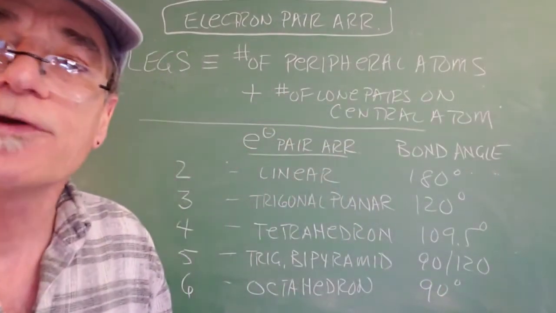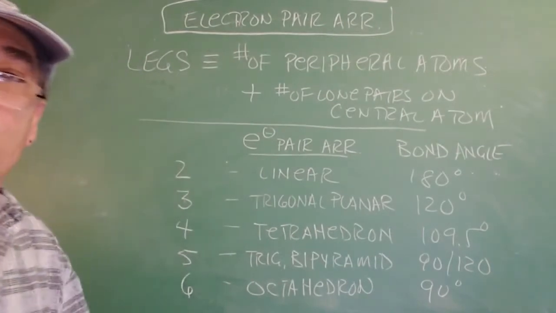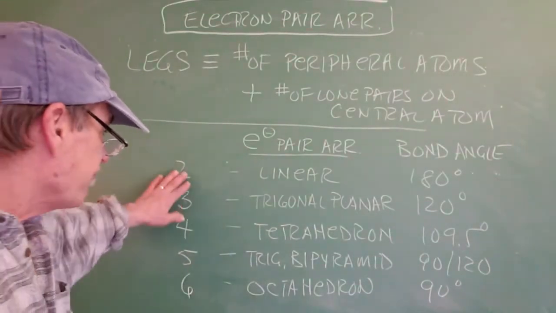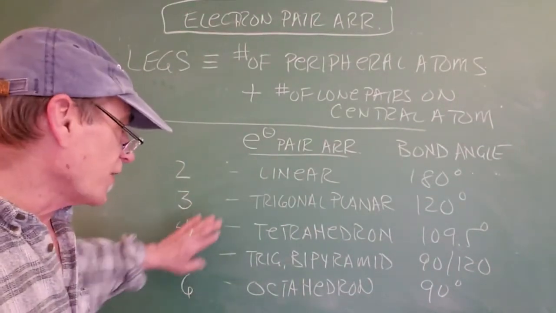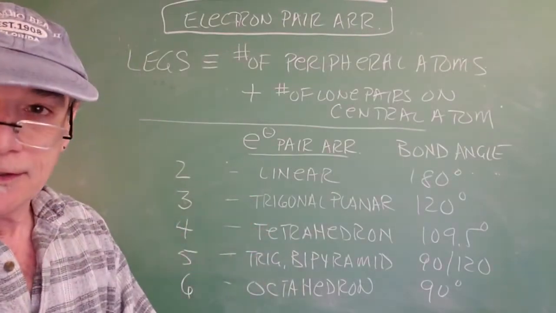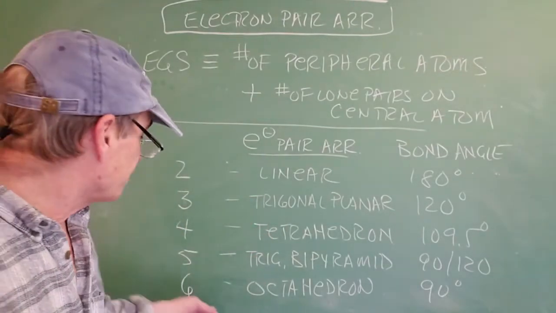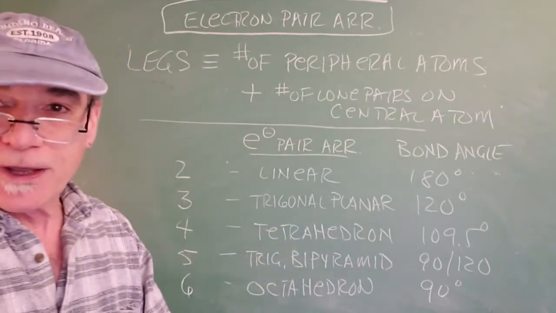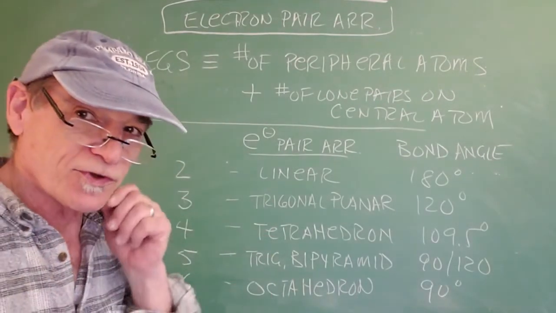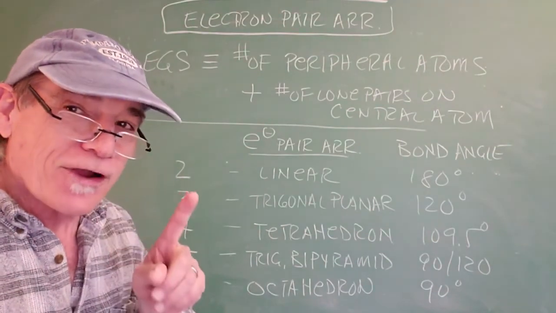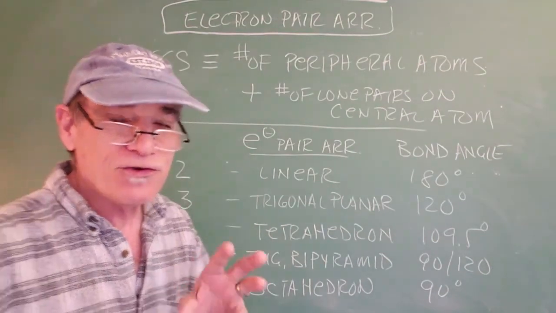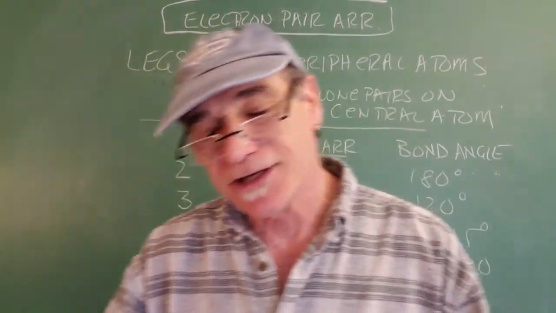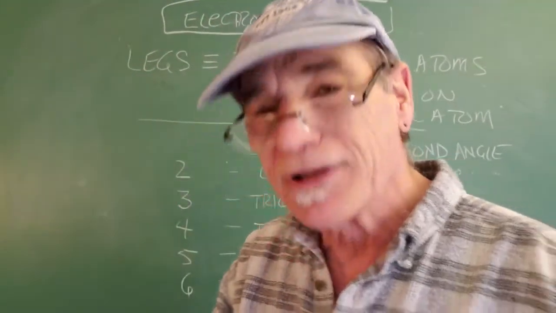Now, does that show up on the screen? Sure does. All right, so these are the five fundamental electron pair arrangements that molecules have. And we're not going to see anything go beyond six legs. So this is pretty much the entire spectrum of electron pair arrangements that we're going to look at. All right, now with that in mind, this is where the lab then begins to discuss, well, what about molecular shape?